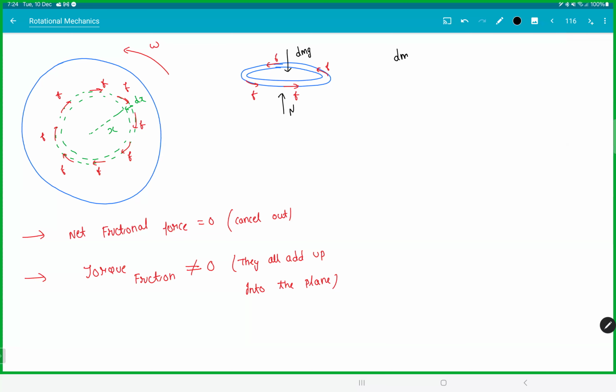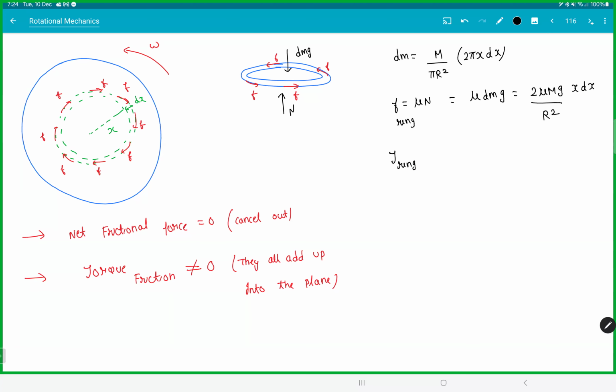What is dm? dm is total mass of the disk by total area into the area of this thin ring, 2 pi x dx. What is the normal reaction? Mg. So what is friction? Mu N. This is the friction on the ring, which is mu dmg. This would be 2 mu mg x dx by r square. This is the friction on one ring.